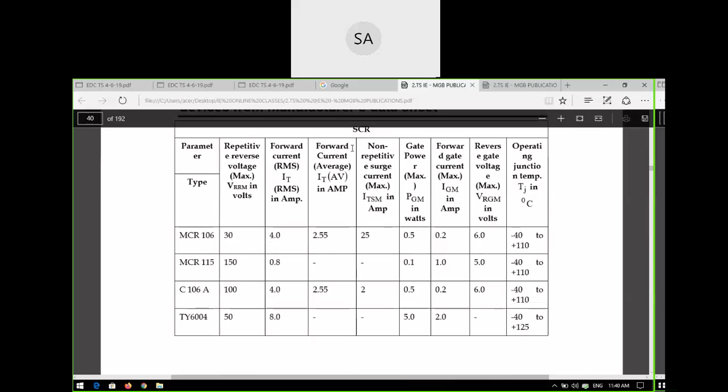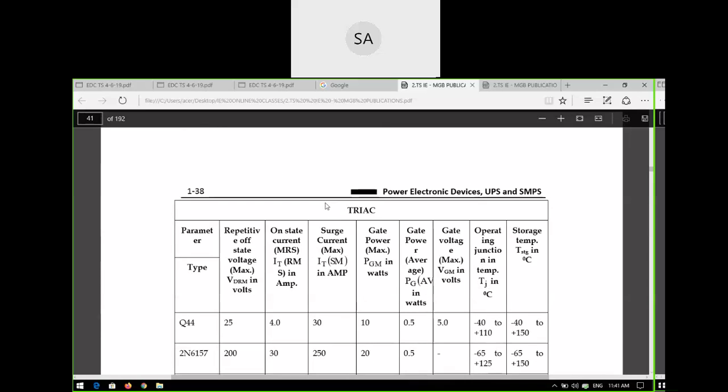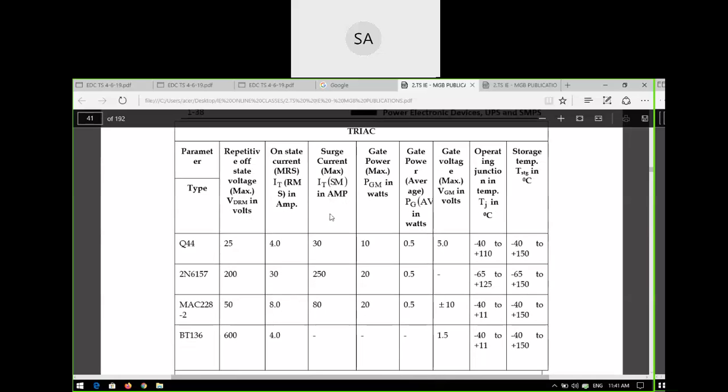So what is an example for SCR? You can say MCR 106 is an example for SCR. So MCR 115, C106A, TY6004 are the types of SCR devices. And TRIAC devices, what are the TRIAC devices? You can say Q44, 2N6157.